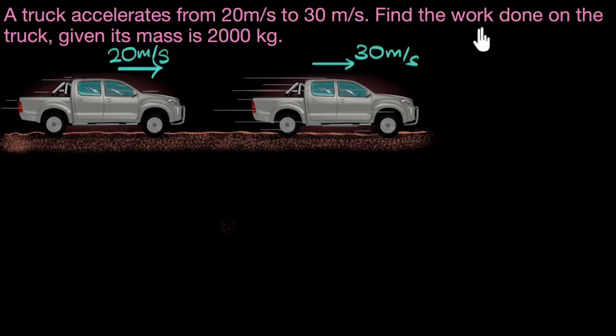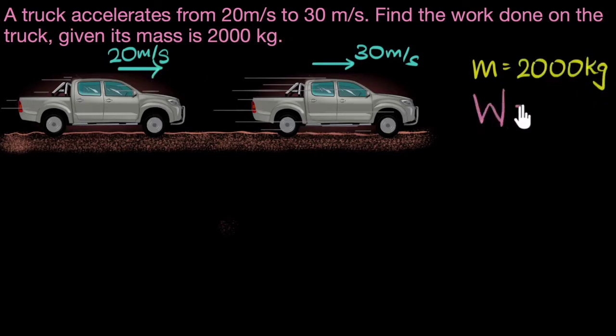We are asked to find the work done on the truck. How much is the work done on this truck, given its mass is 2000 kilograms? So we know the mass of this truck. That's given to be, let's just write that down over here, 2000 kilograms. We need to calculate the work done. So how do we calculate work?